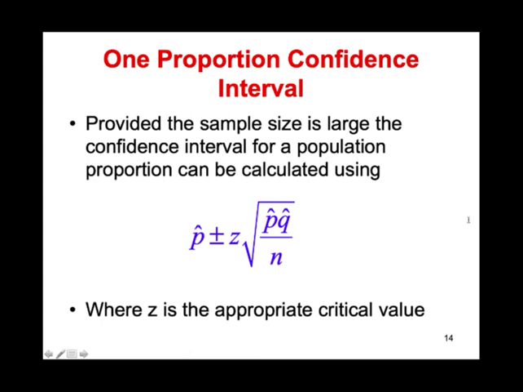So this last slide summarizes it all. If we want to construct a confidence interval for a population proportion, we're going to use the sample proportion, a critical z-score, again, the sample proportion and 1 minus the sample proportion, and the sample size.